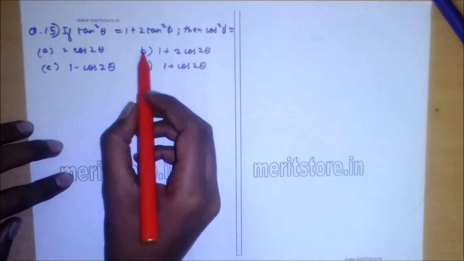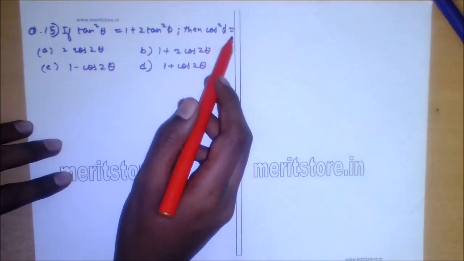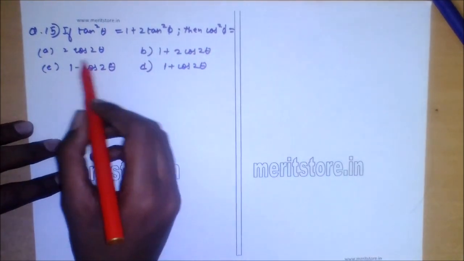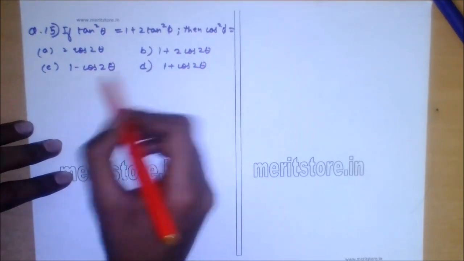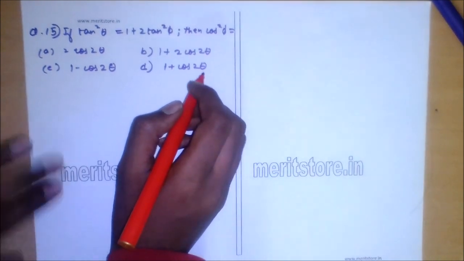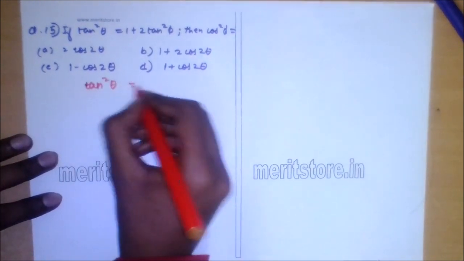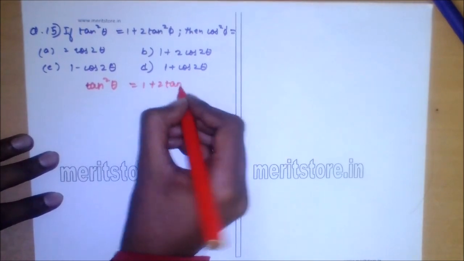If tan² θ equals 1 + 2 tan² φ, then cos² φ is what? The options are 2 cos 2θ, 1 + 2 cos 2θ, 1 − cos 2θ and 1 + cos 2θ. So let us rewrite the expression. Tan² θ equals 1 + 2 tan² φ.